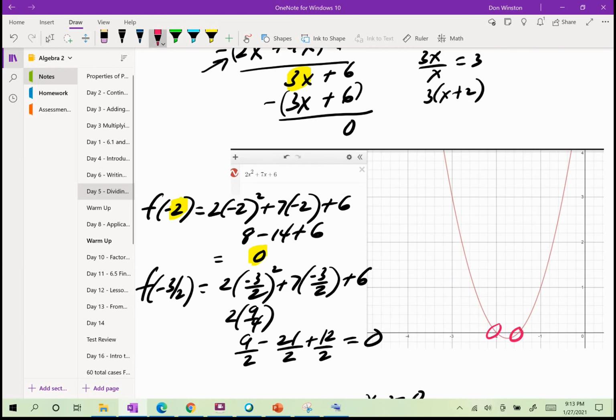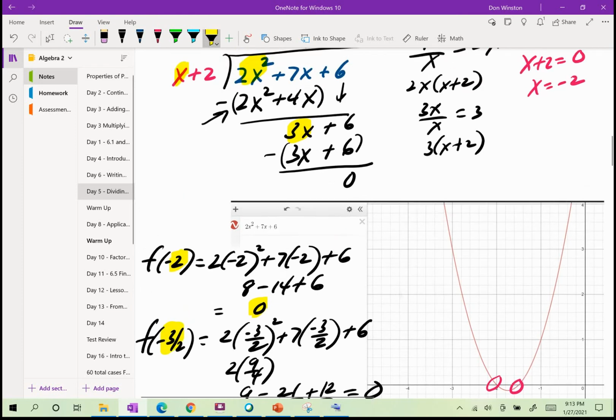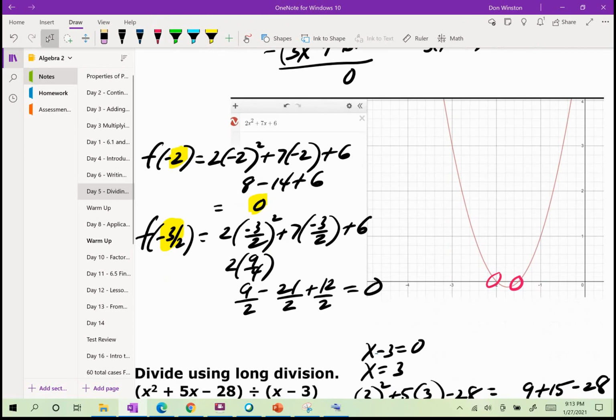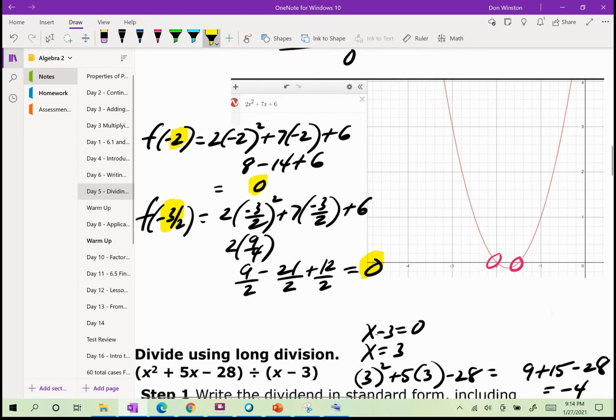This is negative 3 halves, negative 1.5. If I substitute negative 3 halves, the zero, into the polynomial 2x squared plus 7x plus 6, I'll get 0. Right? So there.